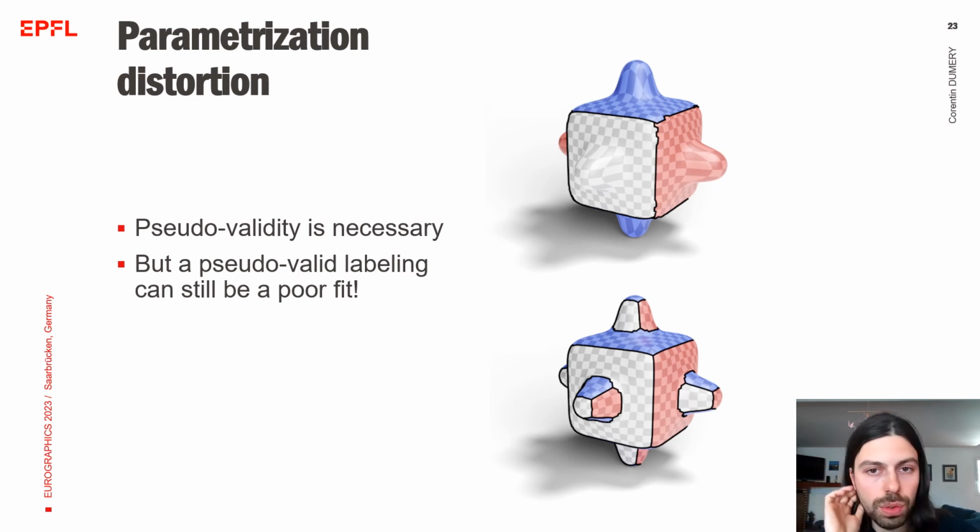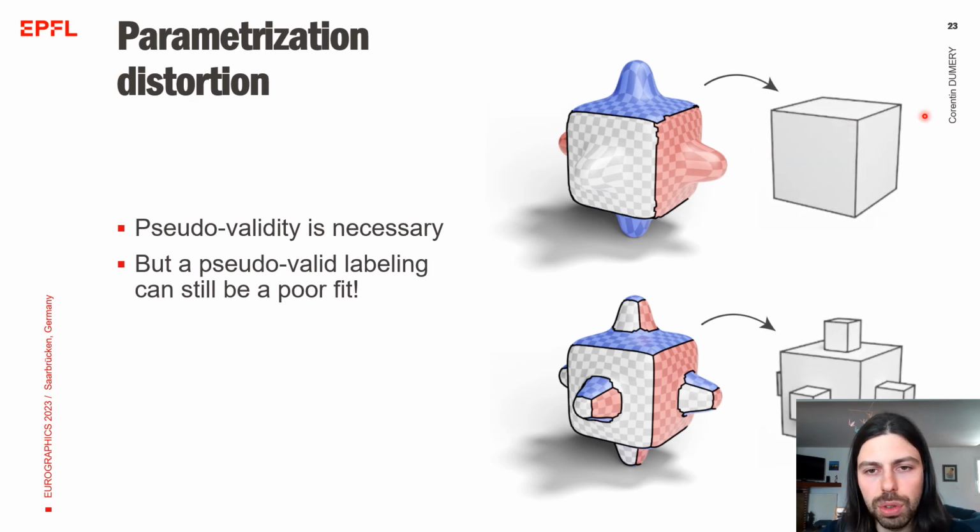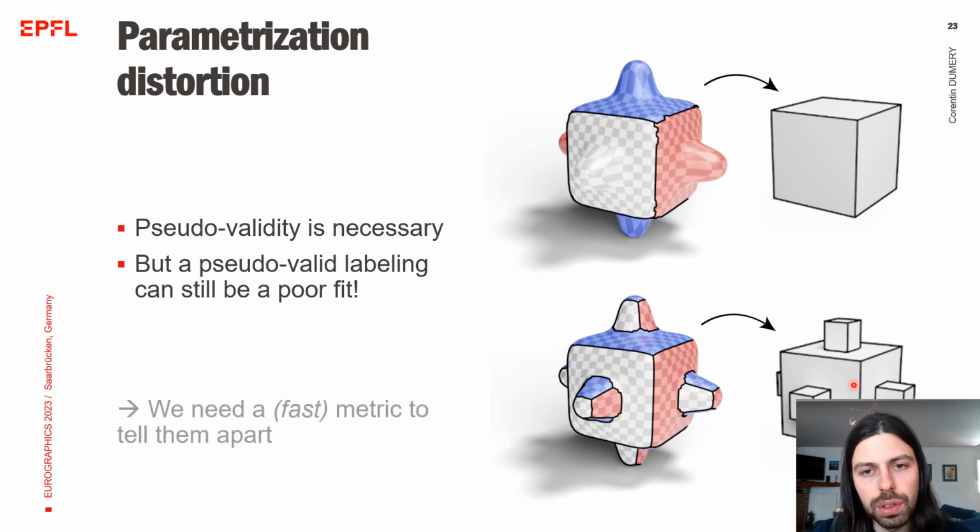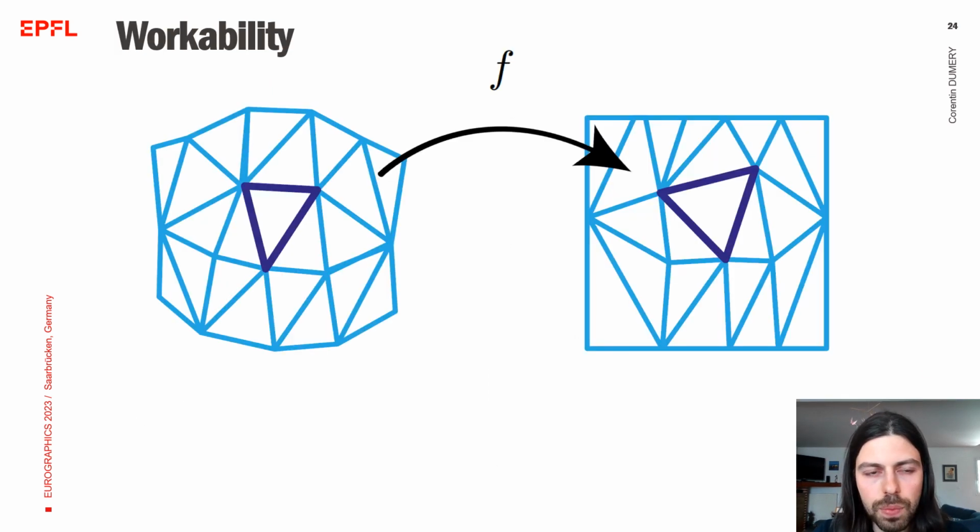So while pseudo-validity is necessary, it doesn't mean the labeling is a good fit. Consider these 2 bumpy cubes, for instance. Both are valid, but if you look at their corresponding polycubes, one is a much better match. We need to define a fast method to evaluate this parameterization distortion.